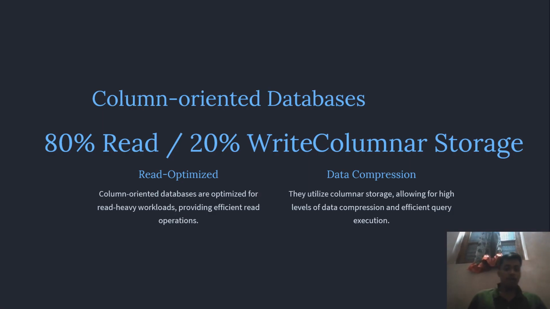Next, column oriented databases. By using column oriented databases, these are the things happening. We can do 80% read, 20% write, columnar storage. Read optimized: column oriented databases are optimized for read heavy workloads, providing efficient read operations. Data compression: they utilize columnar storage, allowing for high levels of data compression and efficient query execution. So we can execute the query efficiently.